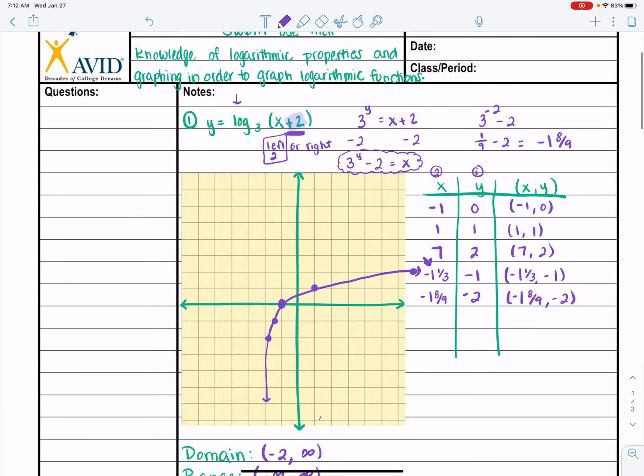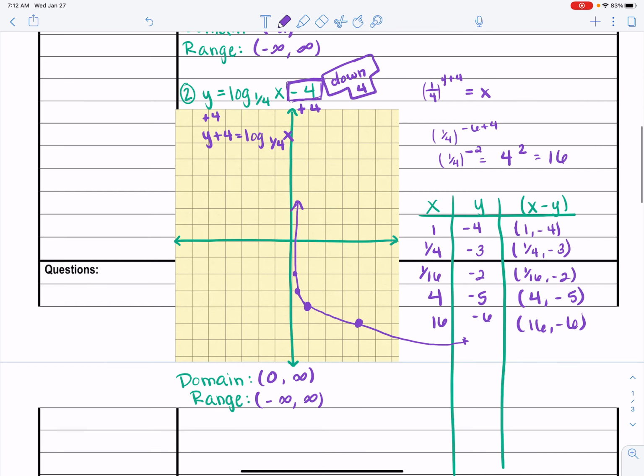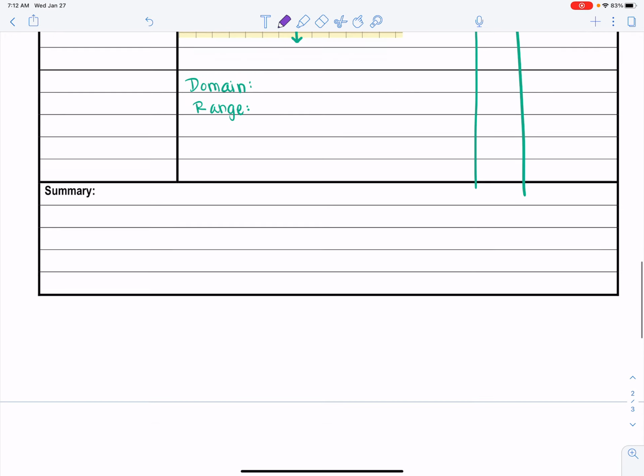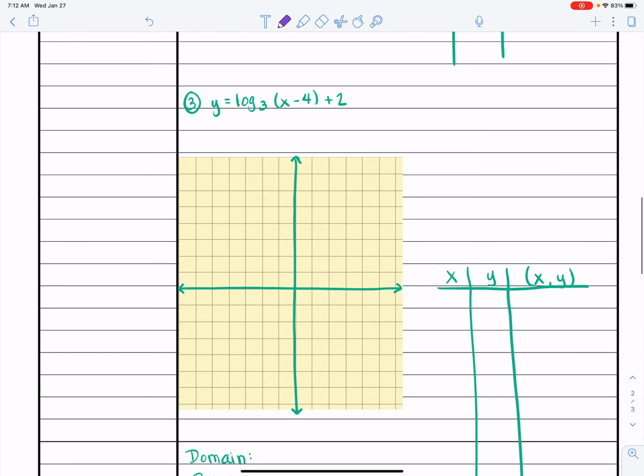Remember, if it's inside the parentheses, that's when we moved it left or right. So this first one changed the domain. The second one did not, because it only moved down. All right, let's look at the last example. So log y equals log base 3 of x minus 4 plus 2.